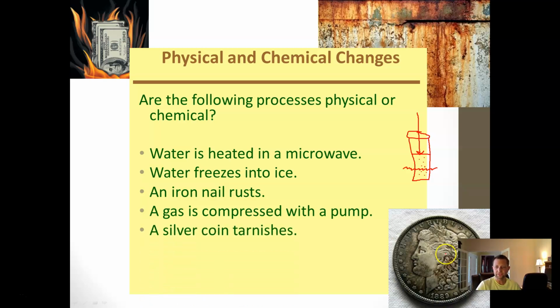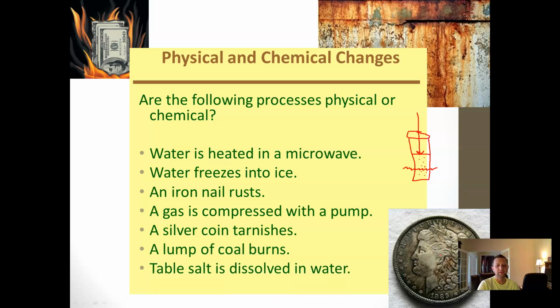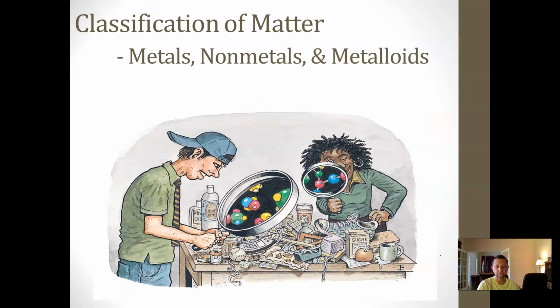Silver coin tarnishes. Tarnishing is like a fancier word for oxidation or some reaction going on. So if you see tarnishing or tarnishes, that's a chemical change. This one's easy. A lump of coal burning. Anytime you see the word burning, you're thinking flammability, combustion reaction, you're thinking chemical change. And we already talked about this, table salt dissolving in water. One of our common misconceptions here, dissolving is always physical.